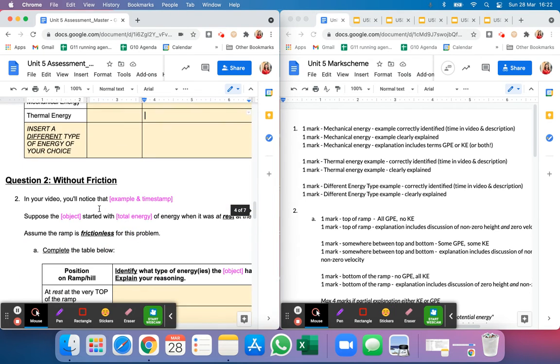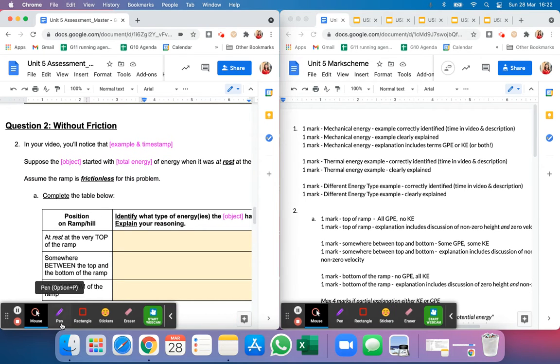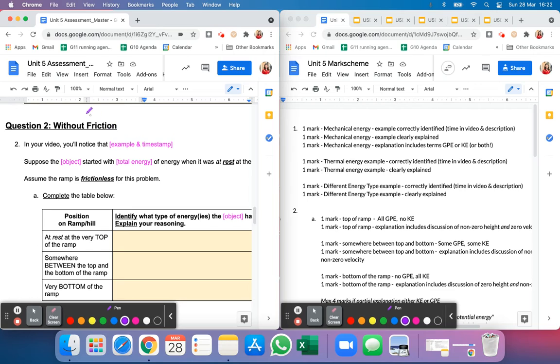Okay, let's go ahead and move on to question 2. Question 2, this was really important. Question 2 asked you about without friction. I saw a couple people get caught up and try to start talking about thermal energy. Well, remember, friction is thermal energy. So we're pretending we have an ideal situation and no friction for the first example.